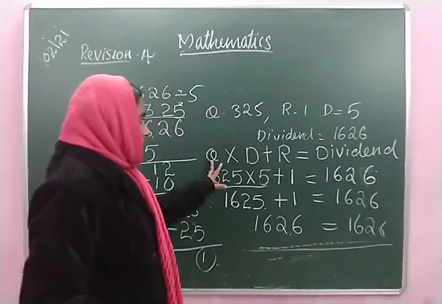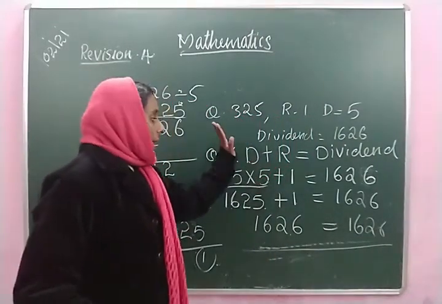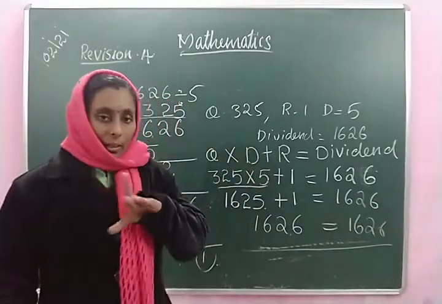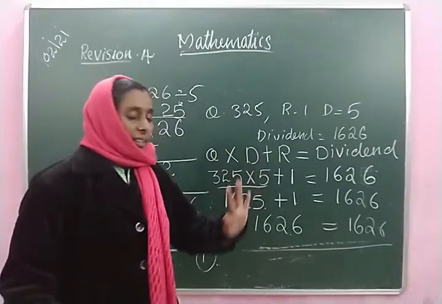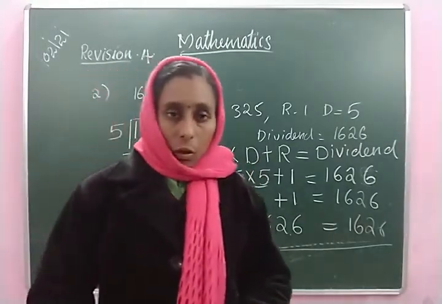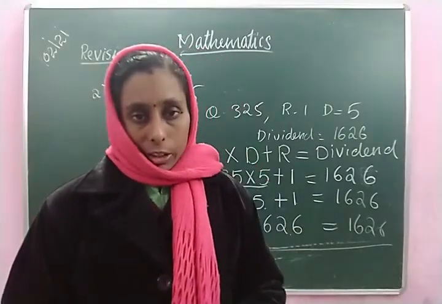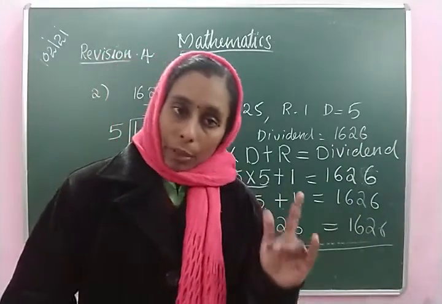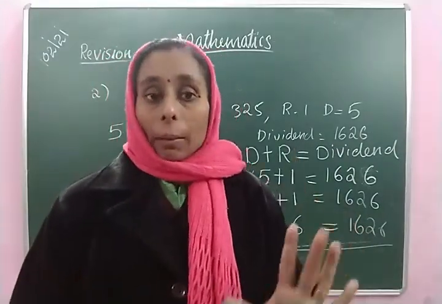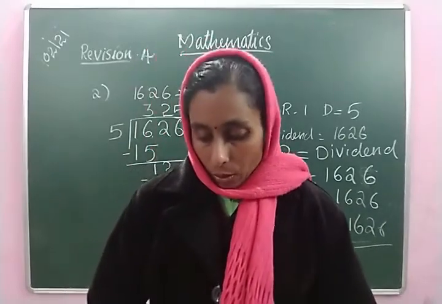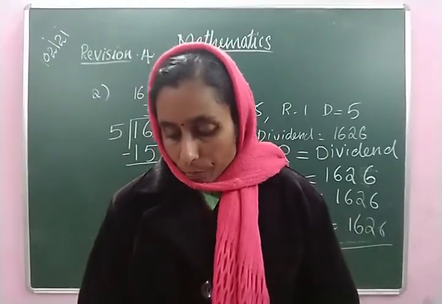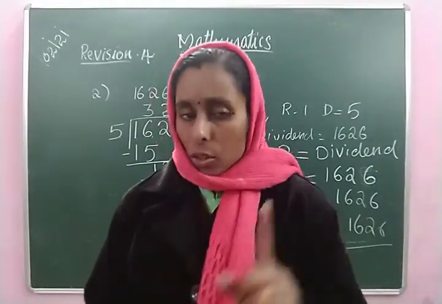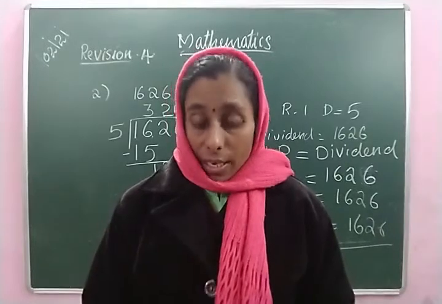While multiplying the quotient with the divisor, if there is a remainder, we have to add that remainder. After doing these 3 steps, we get the dividend. Then our answer will be correct. This is divide and verify for a 4-digit number by a 1-digit number. Then question numbers 3, 4, 5, everything is division only. And question number 6, this type of question we have done in exercise 7.2.